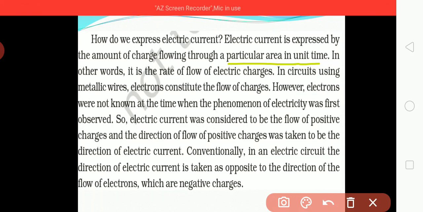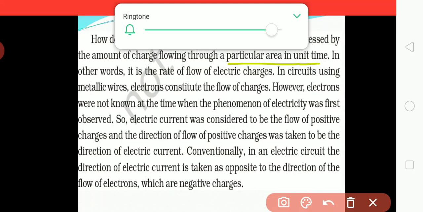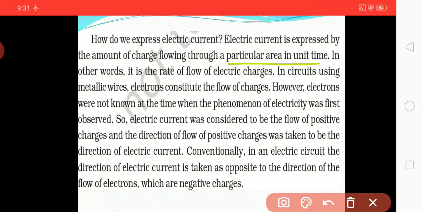Okay, we say it is electric current: the amount of charge flowing through a particular area with respect to time. In other words, it is the rate of flow of electric charge. We can say it is how much electric charge is flowing per unit time.